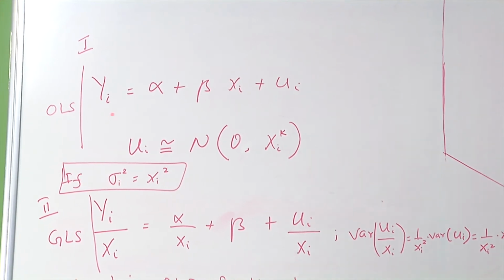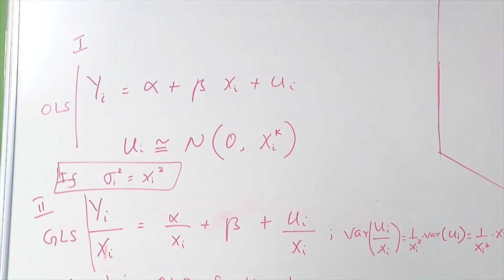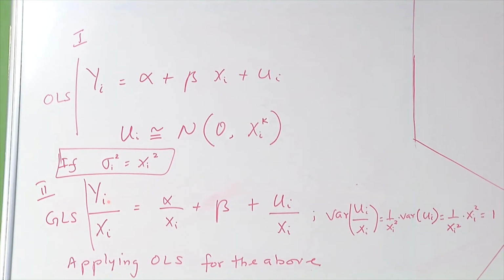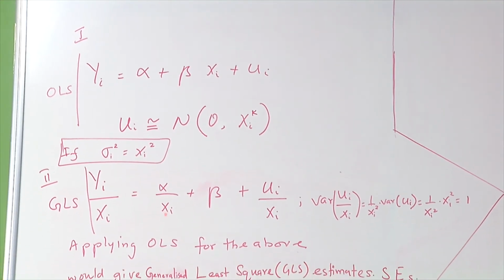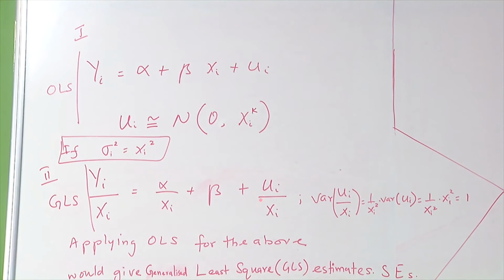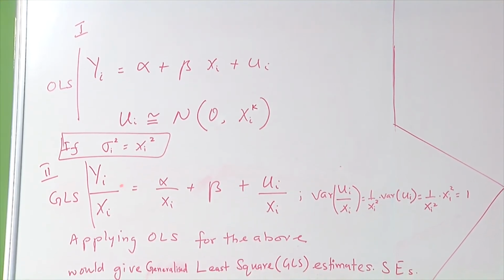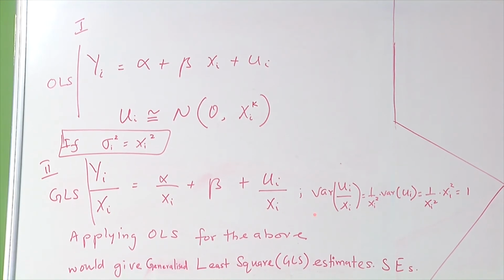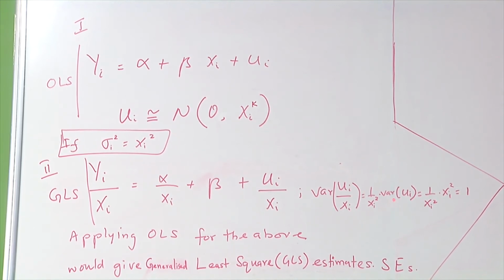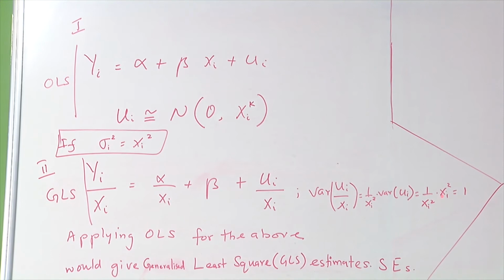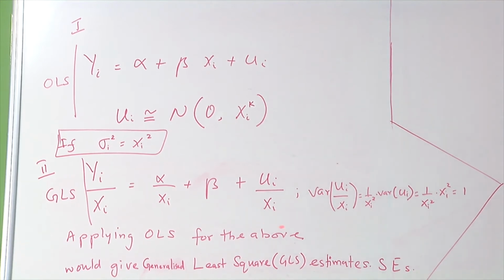We may divide this equation by xi on both sides, then we will get yi by xi is equal to alpha by xi plus beta plus ui by xi. The variance of this equation will be calculated as variance of ui by xi is equal to 1 by xi square into variance of ui, that is equal to 1 by xi square times xi square, which gets cancelled, that is equal to 1.